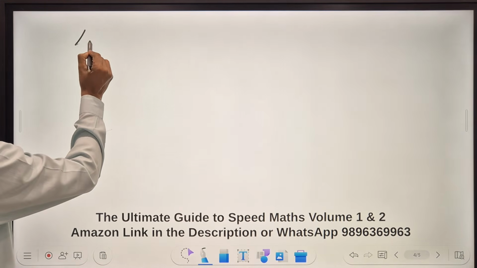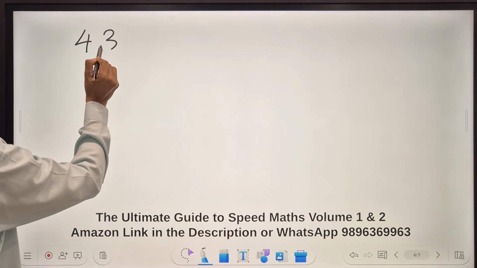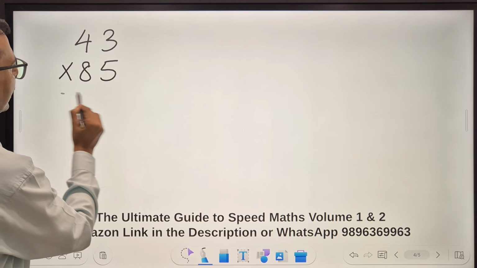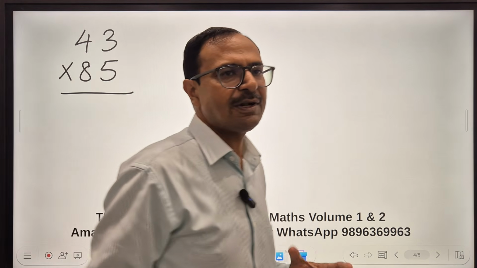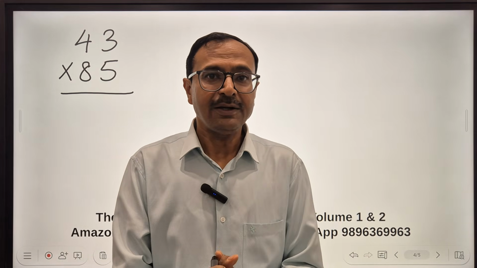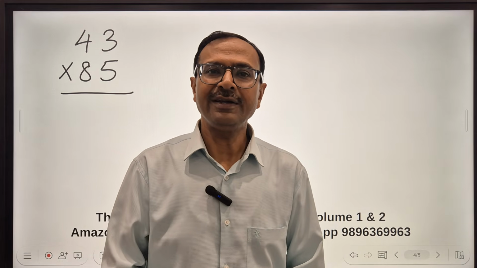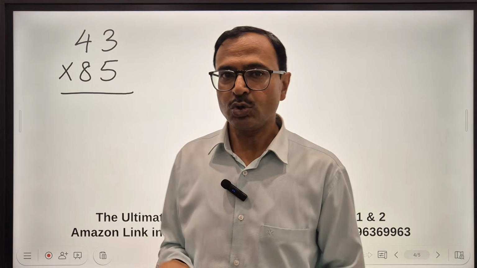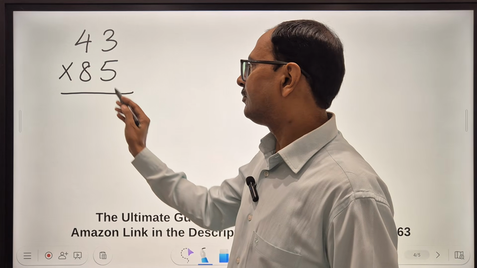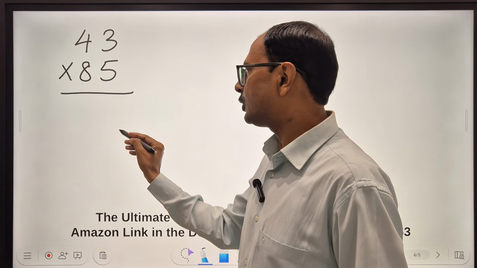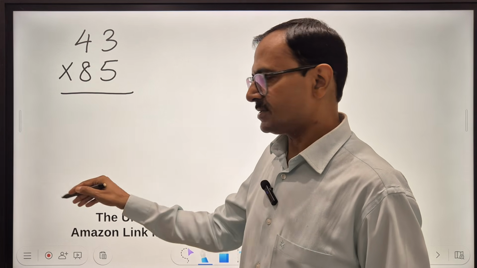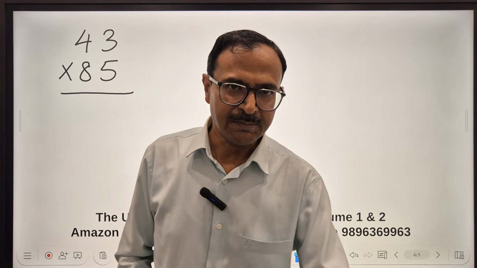Suppose we have 43 and I need to multiply that by 85. Now, Vedic maths has given a wonderful method to us which everybody should know, and you should be comfortable doing it, and this answer should be found in a single line. Not the traditional method where you write multiplication of 43 by 5, then put a cross, then multiply 43 by 8, and then add vertically to get your answer. 3 lines. Single line method.